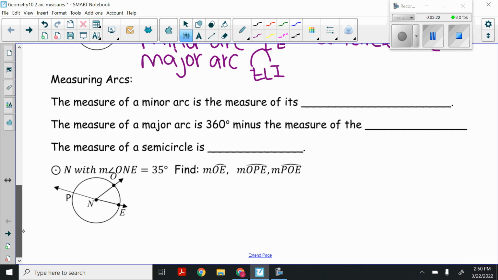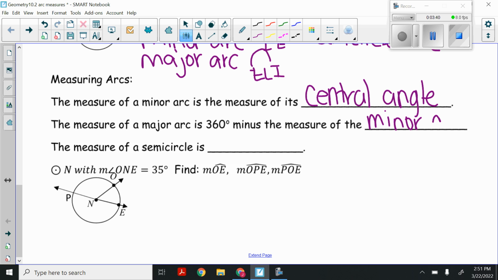Now we're going to talk about how do we measure arcs. The measure of a minor arc is the measure of its central angle. So that's nice. You know your central angle, you know the measure of your minor arc. The measure of a major arc is 360 minus the measure of the minor arc. In a circle, we have 360 degrees. So if I have a major arc and a minor arc, 360 minus the minor arc gets me the major. The measure of a semicircle is half of 360, so 180 degrees every single time.